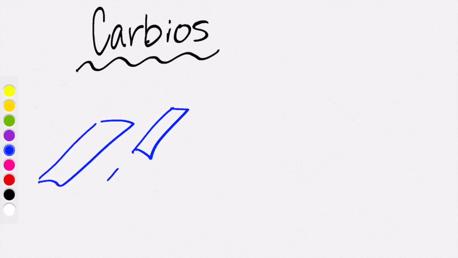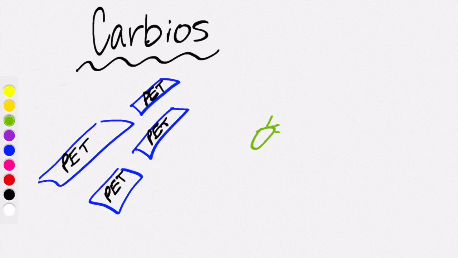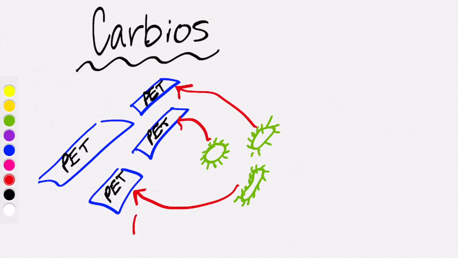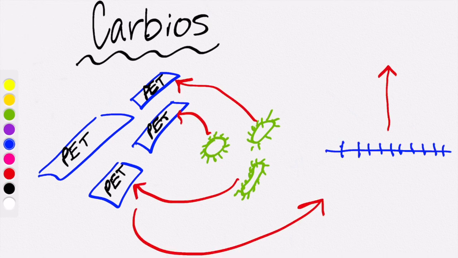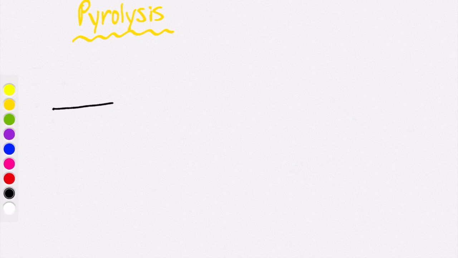PET has so far proved to be the easiest to take apart. Carbios, a French company, is testing enzymes produced by microorganisms to break down PET. Another type of chemical recycling occurs in pyrolysis plants.